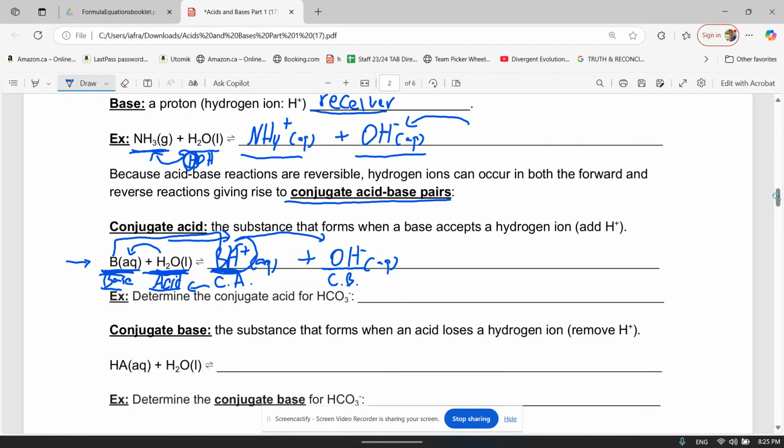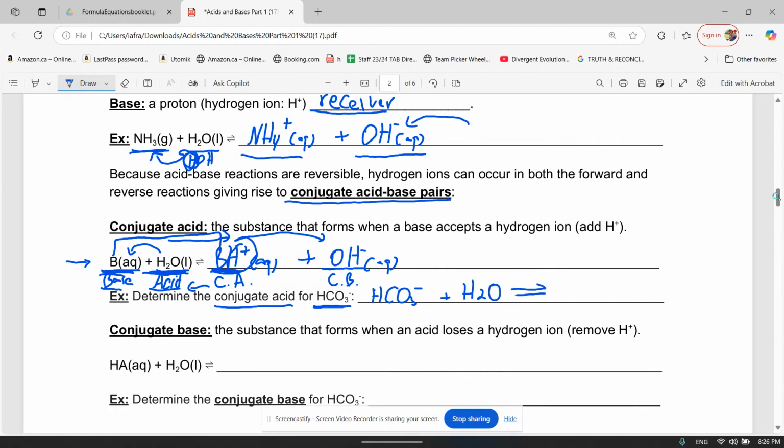So let's try to take a look at this question here. Determine the conjugate acid for HCO3 minus. So what we're telling you here is that HCO3 minus in this question, because we want you to find the conjugate acid, is acting as a base. So HCO3 minus, we're going to make it react with water.